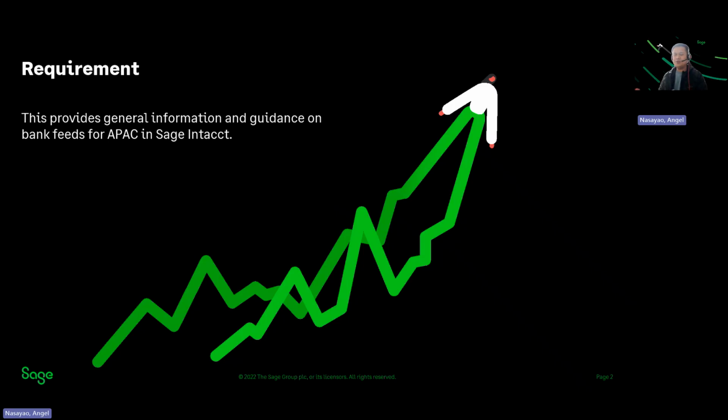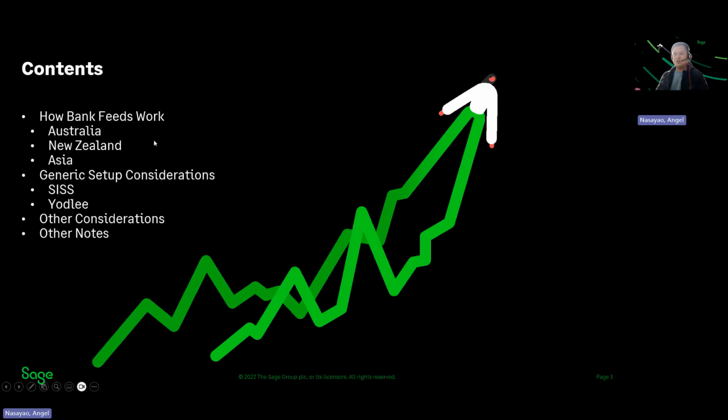And just letting you know as well that this may not be exhaustive, but there are references that you can go through, which will be shared in this recording and in this material. So in this session, we will go through how the bank feeds work, particularly for Australia, New Zealand, and Asia, as well as the generic setup considerations using aggregators like SIS, Yodlee, and other considerations that you have to think of when setting up bank feeds.